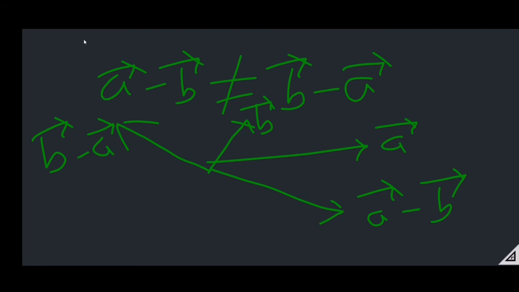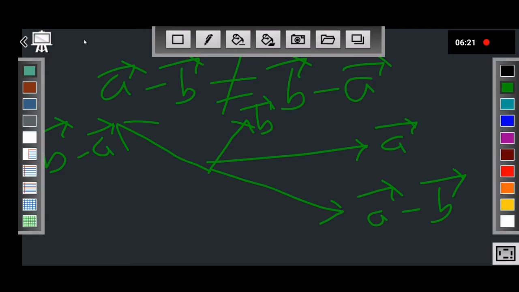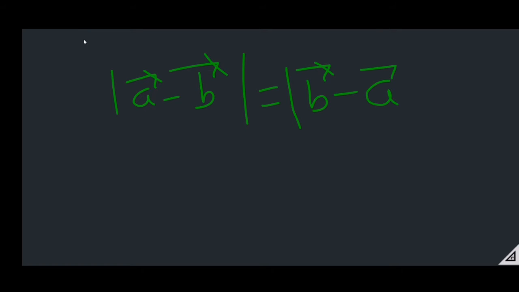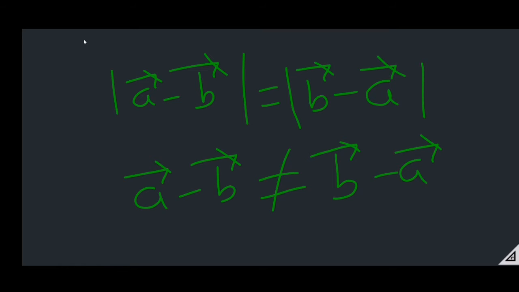A vector minus b vector is not equal to b vector minus a vector, but their magnitudes are equal. Magnitude of a vector minus b vector equals magnitude of b vector minus a vector. Although a vector minus b vector does not equal b vector minus a vector, the difference of two vectors is not the same, but their magnitudes are equal.